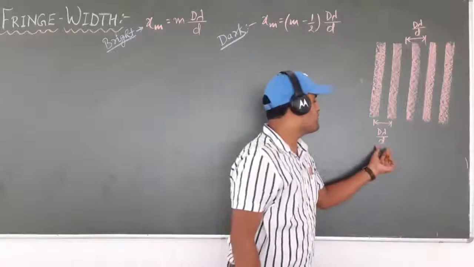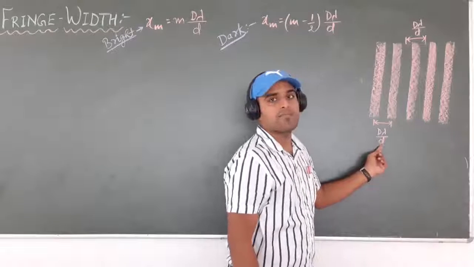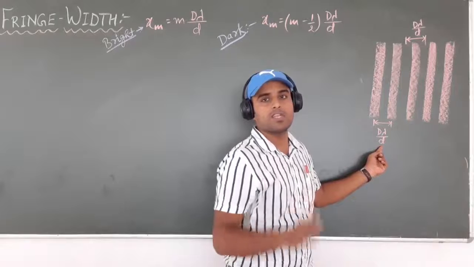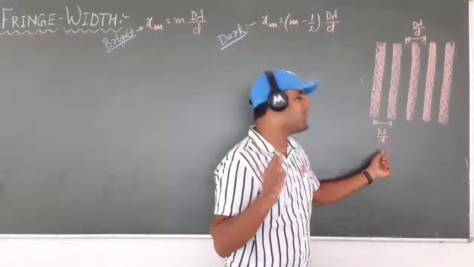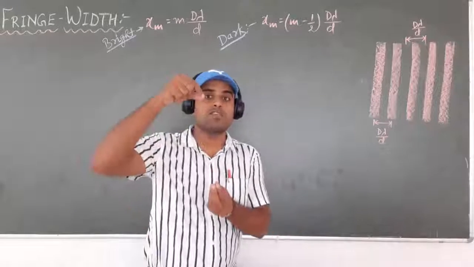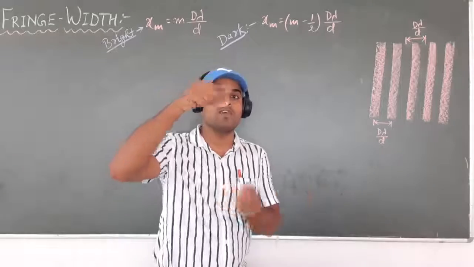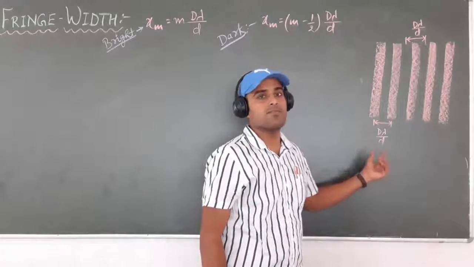It is always the same, either for the bright fringe or the dark fringe. The fringe width is always the same: capital D lambda upon small d, where capital D is the distance between the source and the screen, lambda is the wavelength of light, and small d is the distance between the two sources, S1, S2 of the Young double slit apparatus. This we have discussed in the previous video.